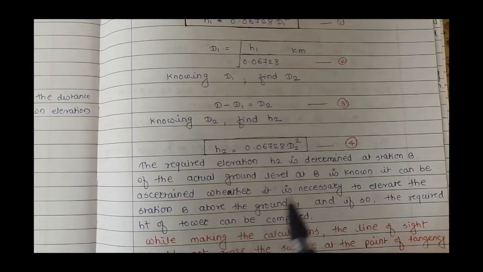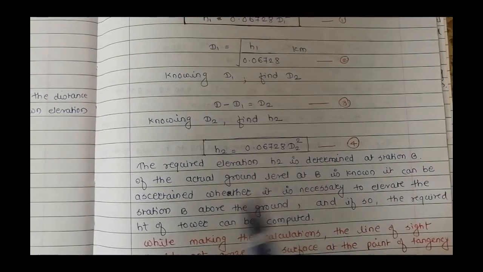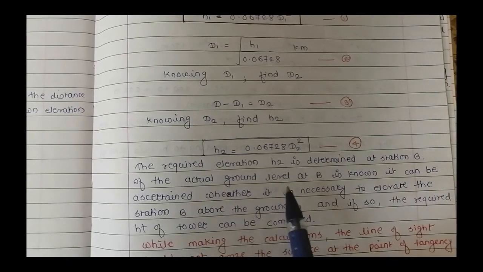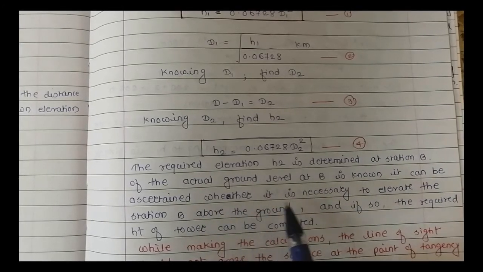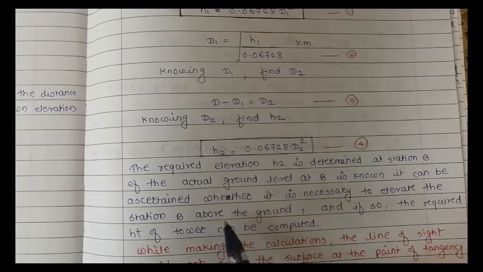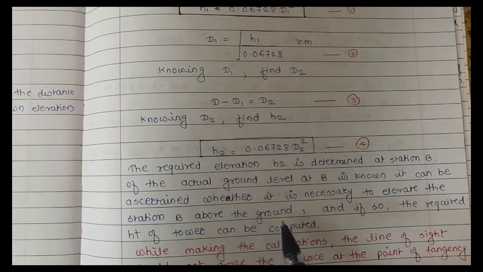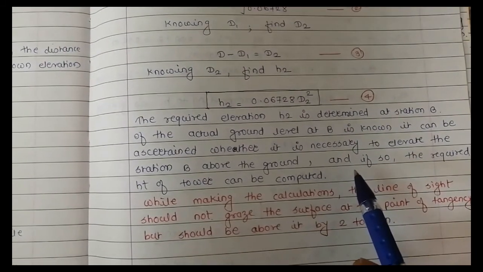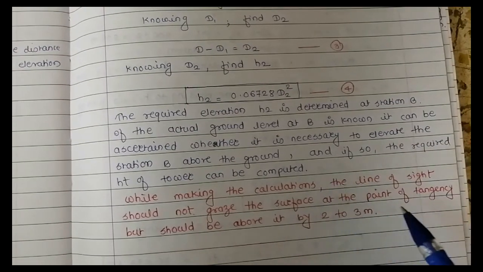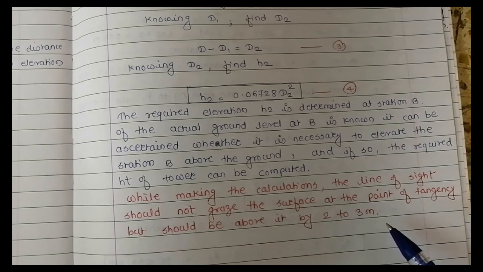The required elevation H2 is determined at station B. If the actual ground level at B is known, it can be ascertained whether it is necessary to elevate station B above the ground or not, and if so, the required height of tower can be computed. There is a special note here: while making the calculations, the line of sight should not graze the surface at the point of tangency but should be above it by 2 to 3 meters.